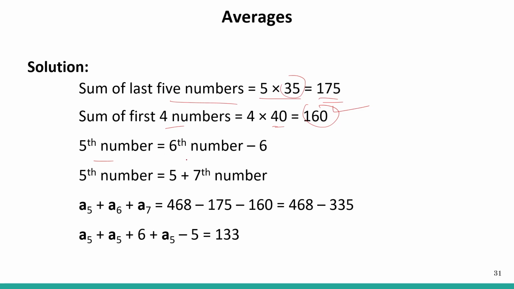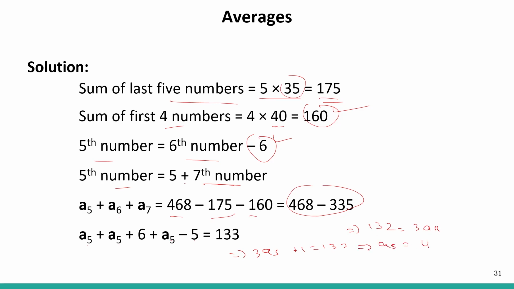The 5th number is equal to the 6th number minus 6, that is what is given to us. And the 5th number is equal to the 7th number plus 5. So A5 plus A6 plus A7 is equal to 468 minus 175 minus 160, which is 468 minus 335, that is 133. So A5 plus (A5 plus 6) plus (A5 minus 5) is equal to this much. So 3A5 plus 1 is equal to 133. This implies that 132 is equal to 3A5, so A5 is equal to 44.